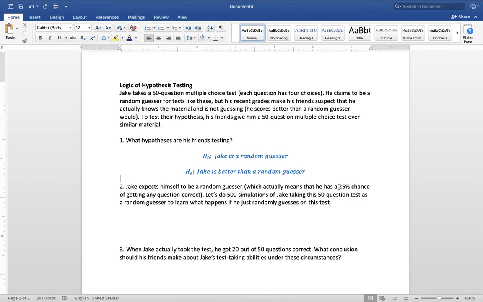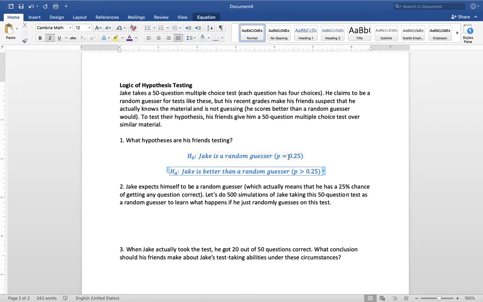So this probability right here is actually the proportion that he would get right if he was just a random guesser. So up here, we could say Jake is a random guesser. That is the same as saying that the proportion of correct answers would be 25%, or 0.25. And the alternative would be that Jake is better, so he guesses with a higher proportion, higher percentage, or higher probability, and gets more than 25% of those choices correct.